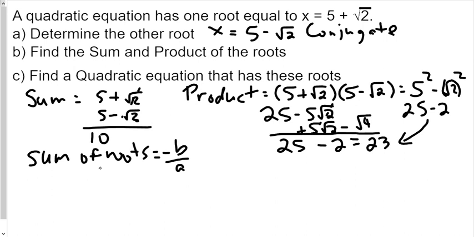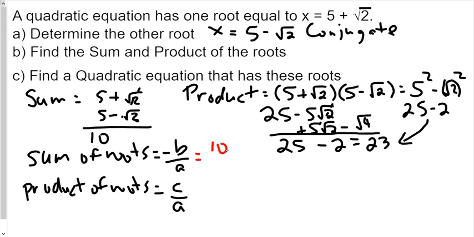Now the product of the roots will be c over a, right? And now a, b, and c correspond to our standard form of a quadratic equation, ax squared plus bx plus c equals 0. Now we will set up our sum. Our sum is 10. Now keep in mind, 10 over 1.